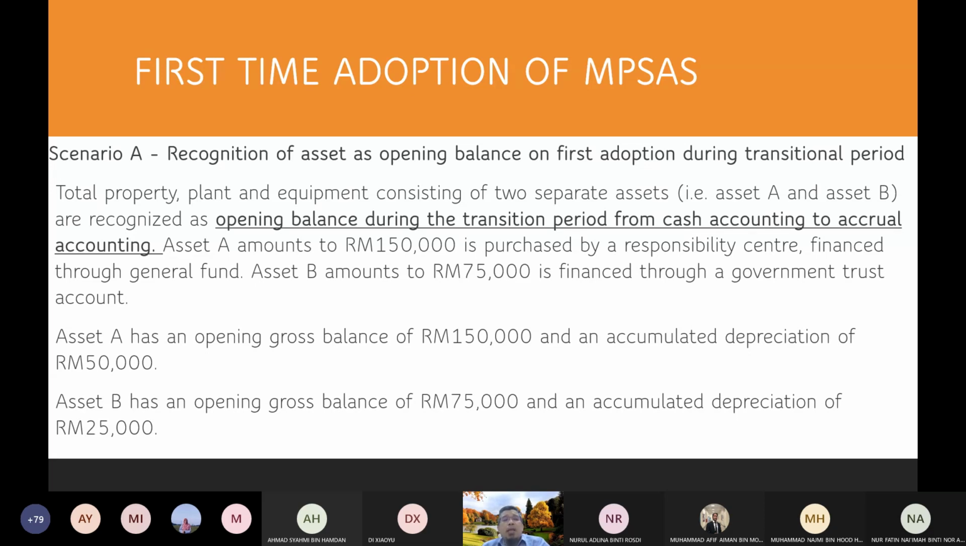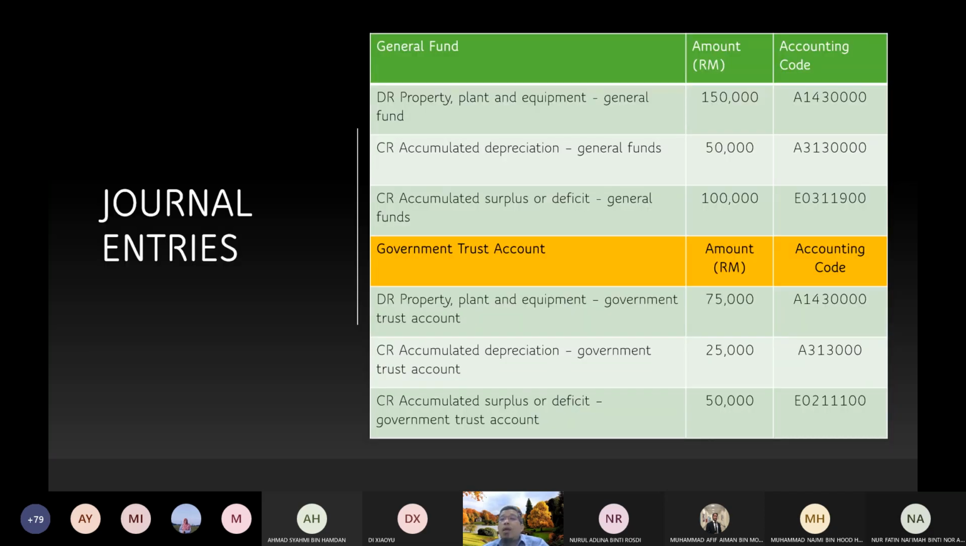Asset A has an opening gross balance of 150,000 and accumulated depreciation of 50,000. Asset B has an opening gross balance of 75,000 and accumulated depreciation of 35,000. So how to account for it? Okay, these are basically the accounting entries. So under general fund, they provide debit PPE and credit accumulated depreciation as well as the book value. But if you look at the credit there, they credit accumulated depreciation, but they also credit an equity item, isn't it? Accumulated surplus or deficit, general fund. That is an equity item.